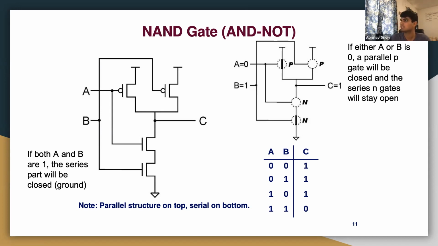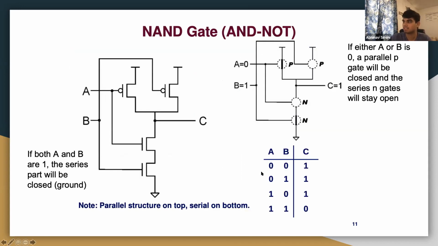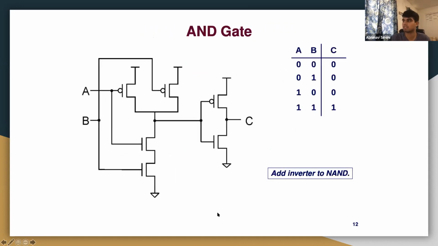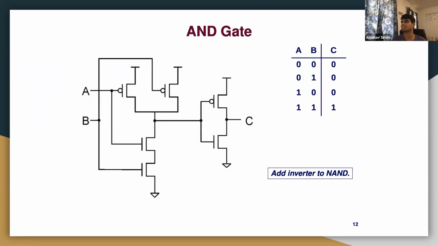And it's pretty similar to the NOR gate, except we switch up the serial and the parallel, because that allows us to get the opposite result. In the case of the NOR gate, the only time we got a 1 was when both of them were 0. But in the case of the NAND gate, the only time we get 0 is when both of them are 1. And so we can follow the same logic as last time. In order to create the AND gate, we just take our NAND gate, add the inverter, and boom, we have an AND gate.